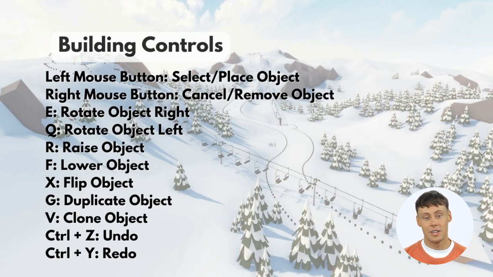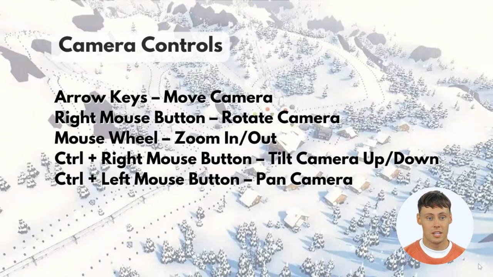Left mouse button, select/place object. Right mouse button, cancel/remove object. E, rotate object right. Q, rotate object left. R, raise object. F, lower object. X, flip object. G, duplicate object. V, clone object. Control Z, undo. Control Y, redo. The camera interface in Snowtopia, Ski Resort Builder is easy to use and intuitive.